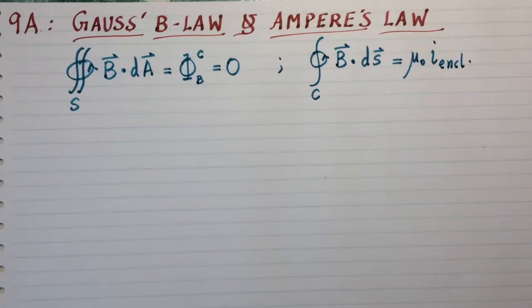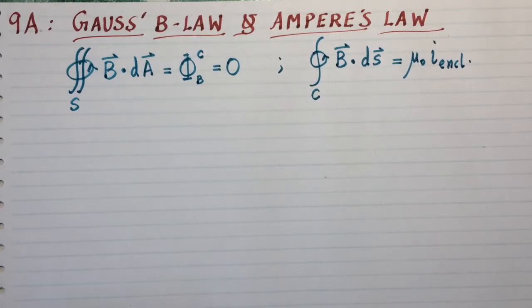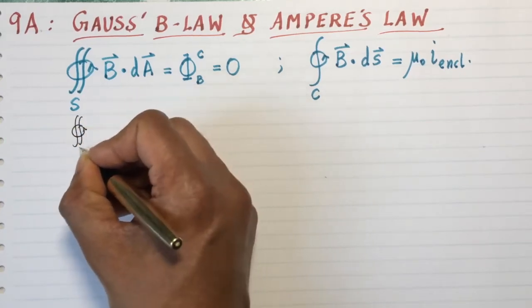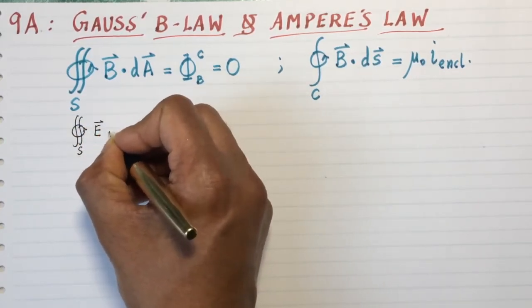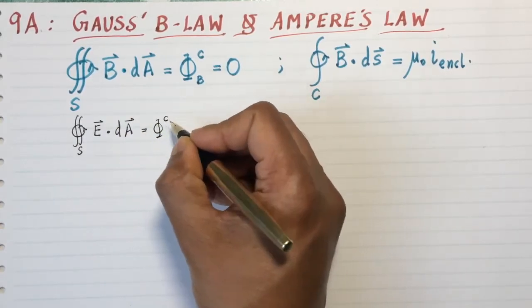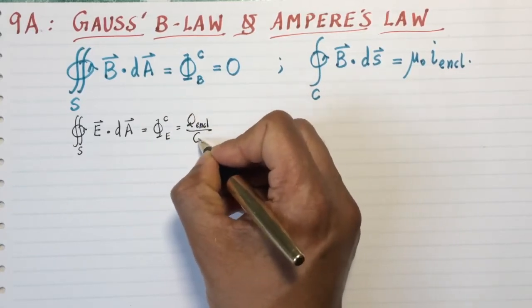I've written here two of the most famous laws of nature, known as Gauss's B law and Ampere's law. Gauss's B law should be compared with Gauss's electric law. Remember that the electric field, if B were replaced by the electric field, I would get the following statement: E dot dA is equal to the closed flux electric, and that would be the charge enclosed over epsilon naught.